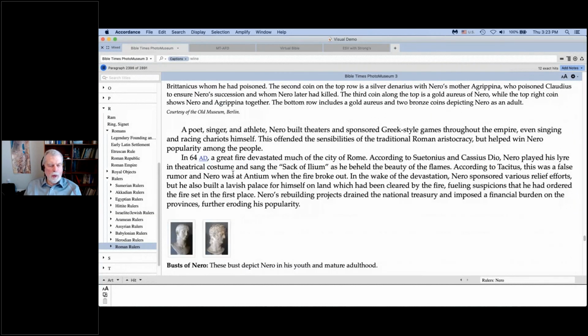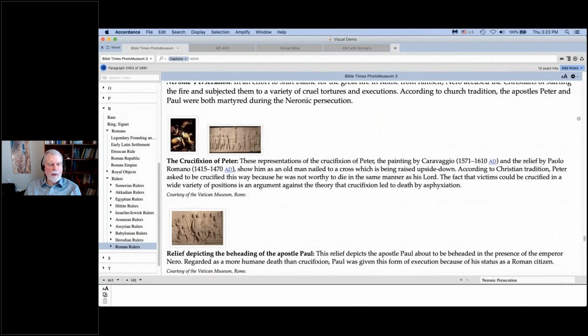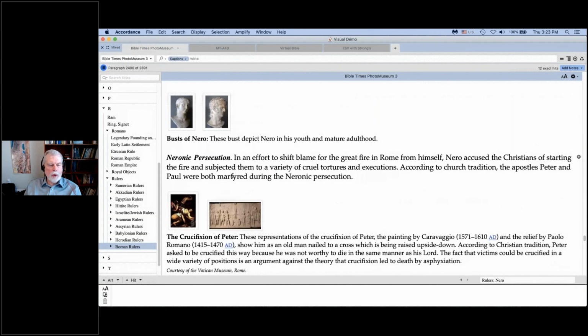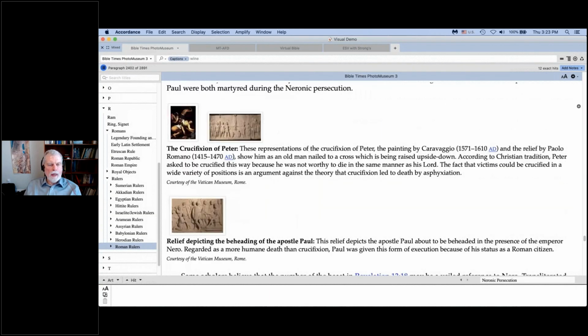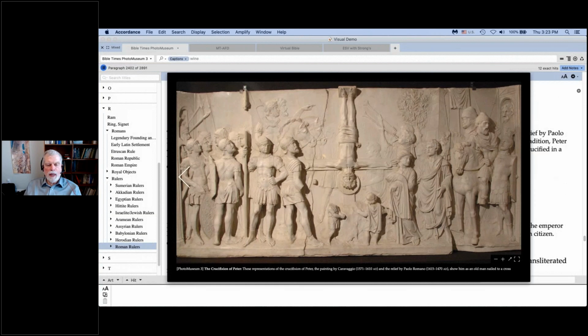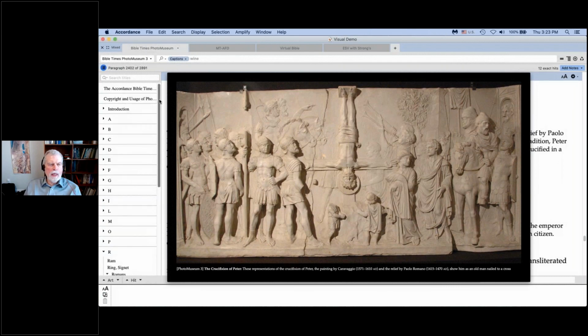Nero, he's pretty notorious. They have a lot of pictures. In fact, there's sub-articles like the Neronic persecution and so on. Here's a picture of Peter being crucified upside down by tradition anyway. It's done later, but it illustrates the persecution and so on at that time.